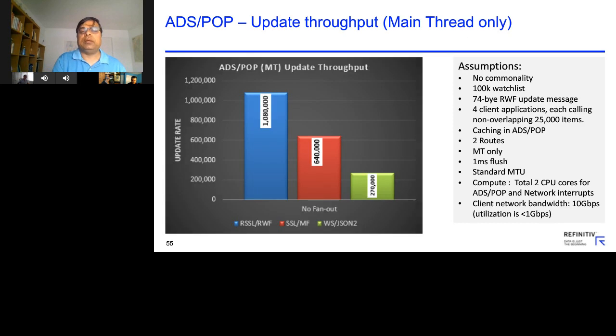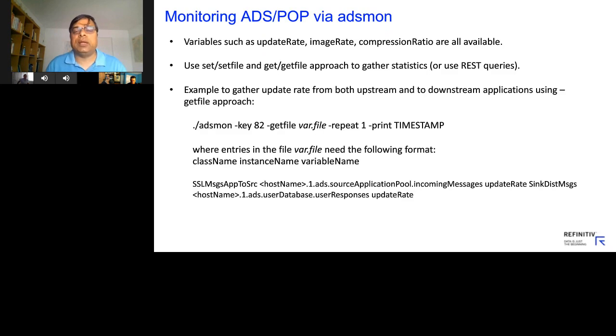So I give an example here of the get file approach. You can specify a file where you specify class name, instance name, variable name, and then you can run the ADS-POP minus get file option. You can repeat it every second. You can print the timestamp. You can send it to a file. So that way, you can use it for graphing. You have some data to show what the particular test looked like.